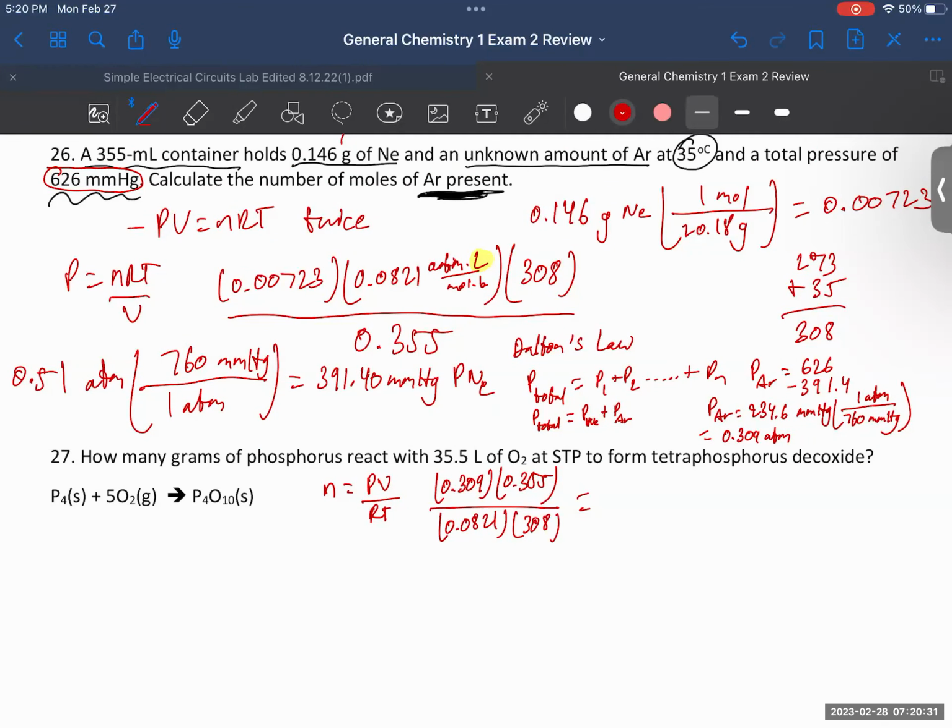All right, so if we solve that out, just multiply all these together, so 0.309 times 0.355 divided by 0.0821 times 308 to get a number of 0.00433 moles of argon.